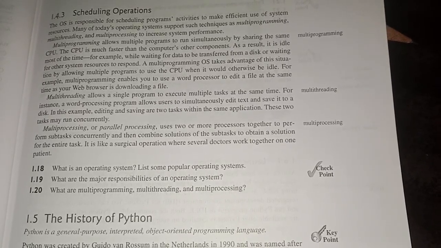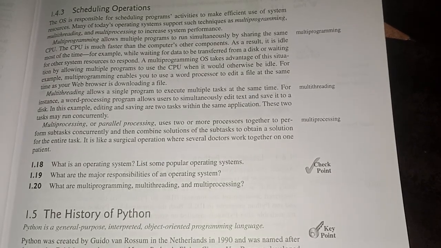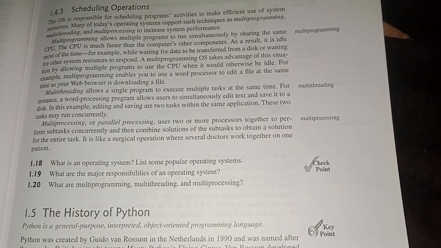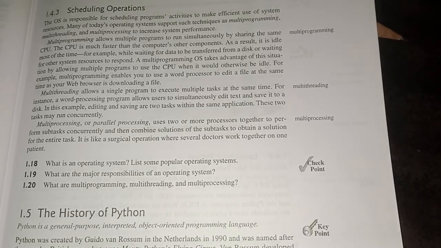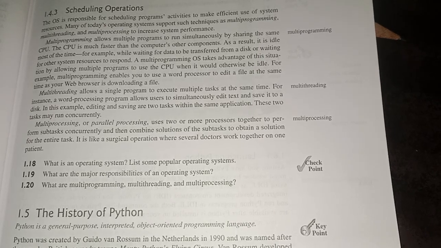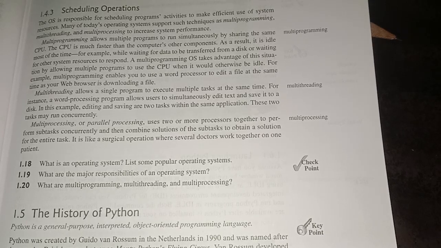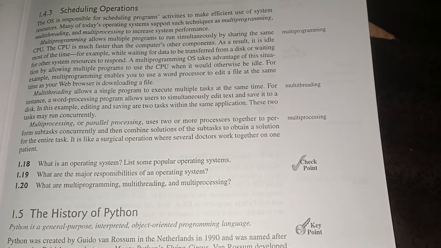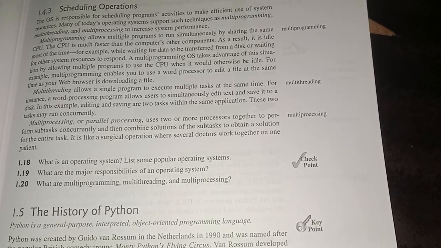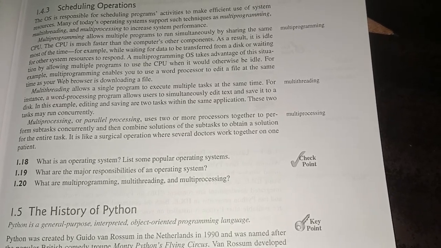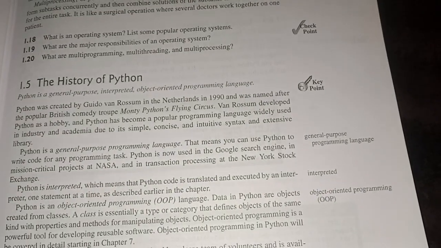A multi-programming OS takes advantage of this by allowing multiple programs to use the CPU when it would otherwise be idle. For example, multi-programming enables you to use a word processor to edit a file at the same time as your web browser is downloading a file.